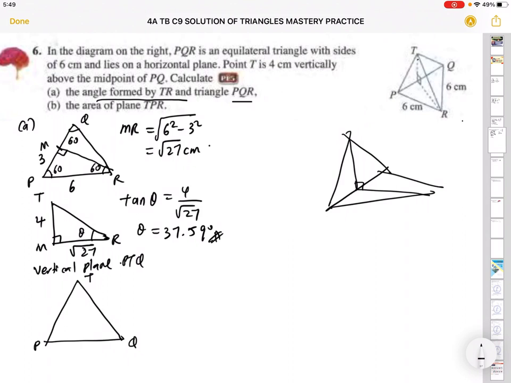Okay, so let's find PT first. We know that if I draw this down, this is your M, right? PM is 3. PT, I do not know what the length is, but I do know TM is 4 cm above M. So from here it's very simple. PT is the square root of 3 squared plus 4 squared.